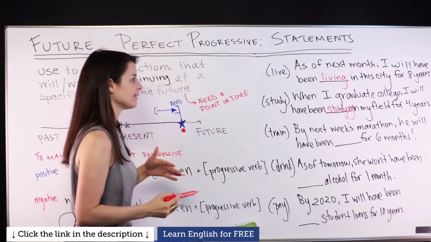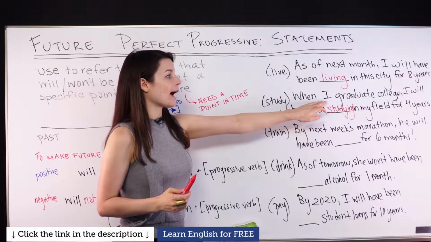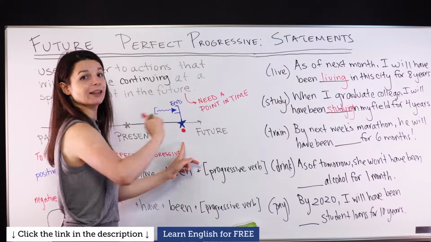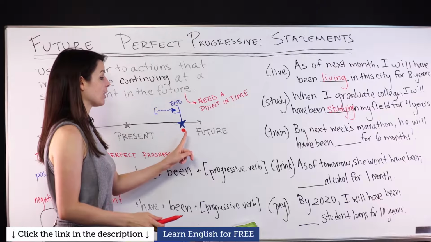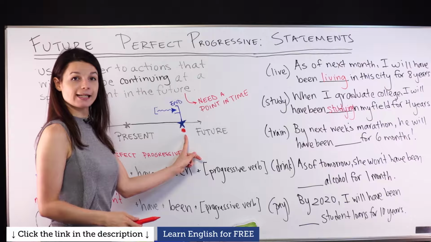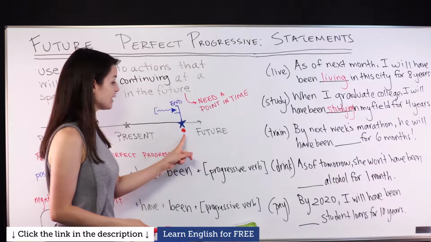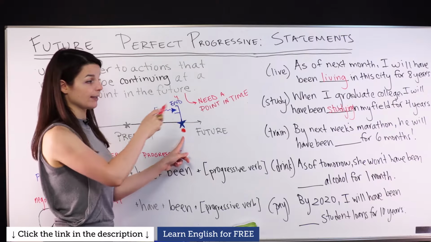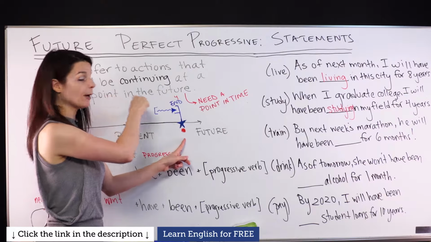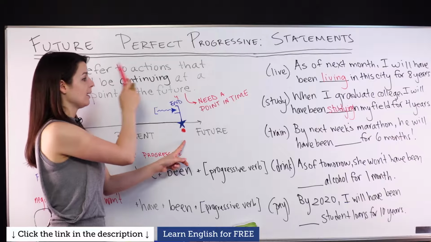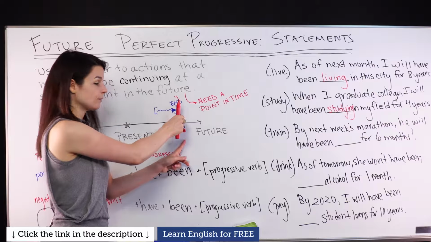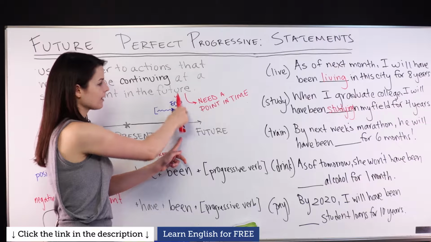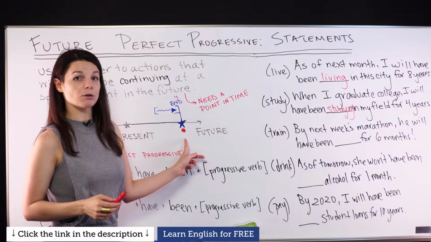So again, let's take a look at this. Here, our point in time is when I graduate college. So this is our key point in time in the future somewhere. When I graduate college, I will have been studying in my field for 4 years. Means at this point in time, this point marks the 4-year point for this person's studies. So that means in the period before that, for 4 years, this person studied his or her topic. So this is referring to something that was continuing and maybe will continue in the future, but it marks like a key point here. In this case, the 4-year point.